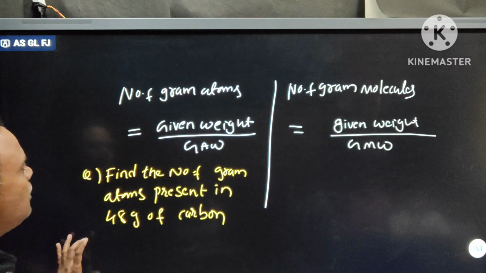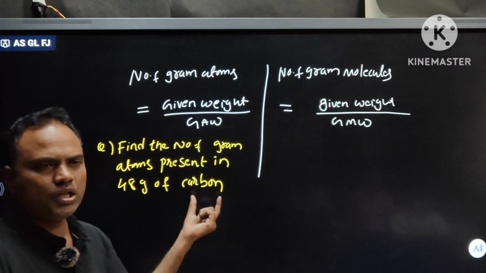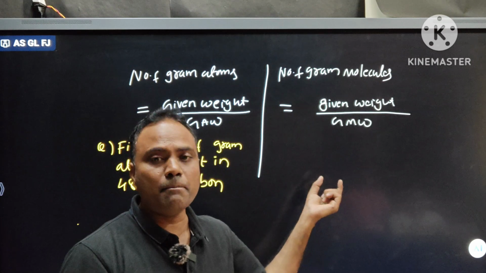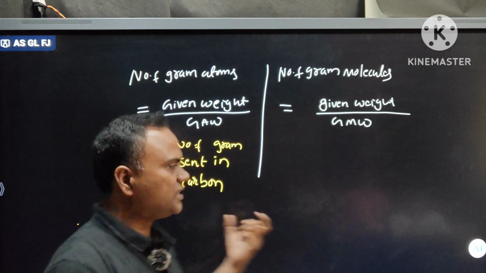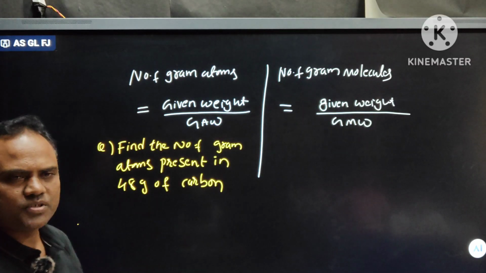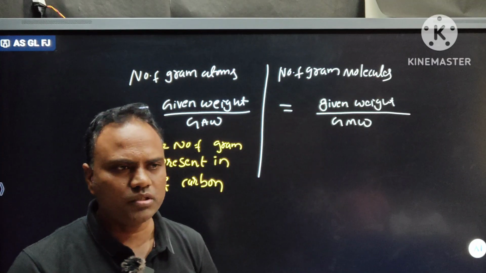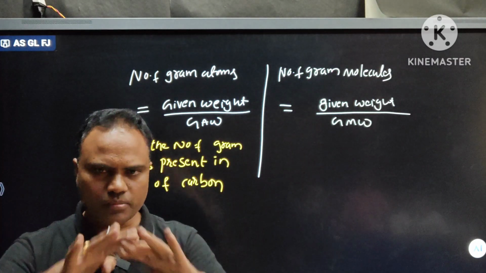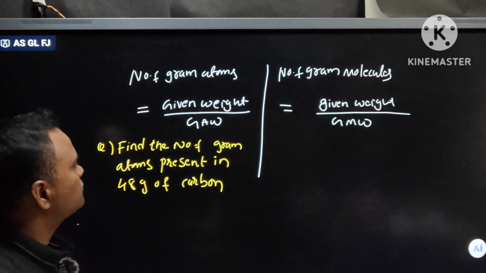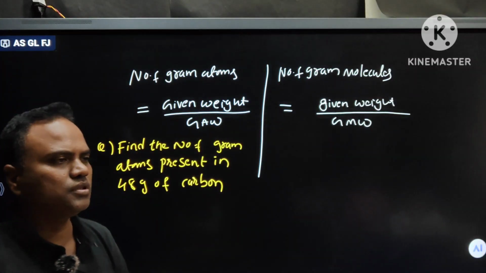While we are doing questions related to gram atoms, consider atom only. While we are doing questions related to gram molecules, consider the molecule concept. Here it is the atom concept. Find the number of gram atoms present in 12 grams of carbon. You have this carbon block in your hands. What is its weight? 48 grams. In that, how many gram atoms are present?